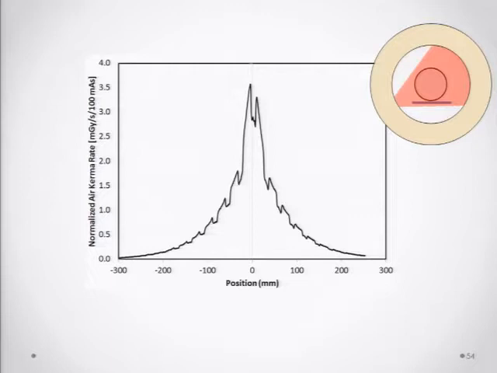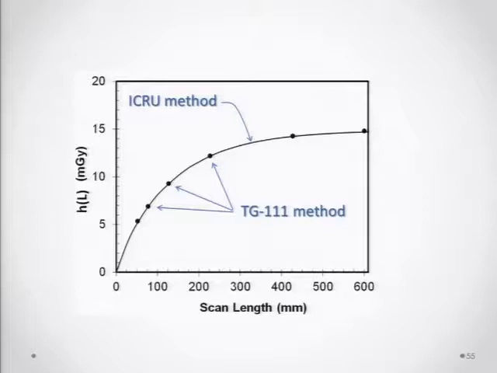So we compared the ICRU method with the real-time probe against the TG-111 method. It's the same probe with a different electrometer, and you can see we achieved a pretty good correspondence between the two measurement techniques.